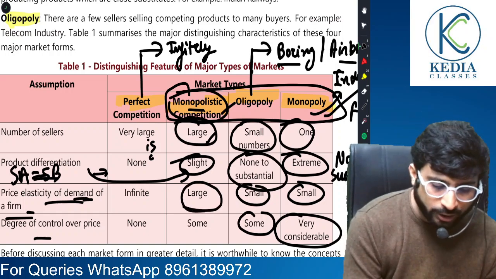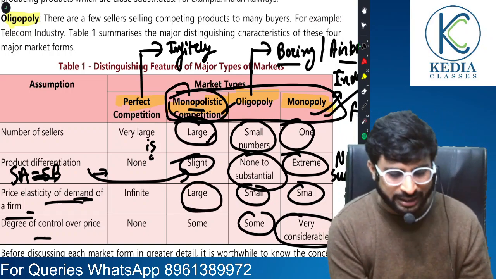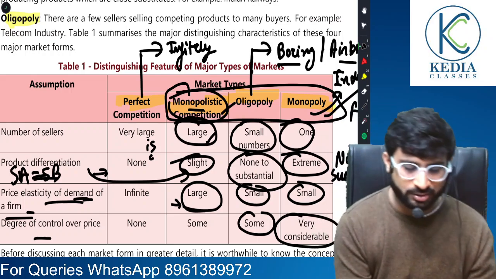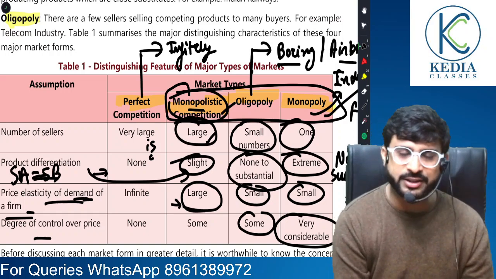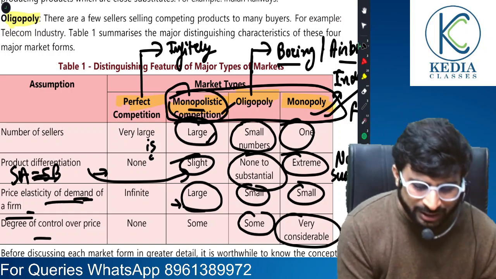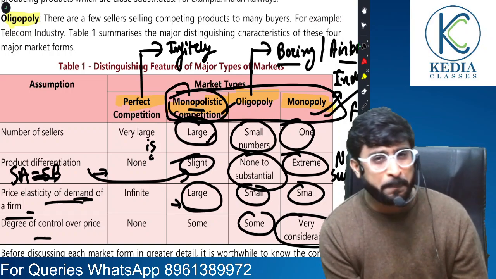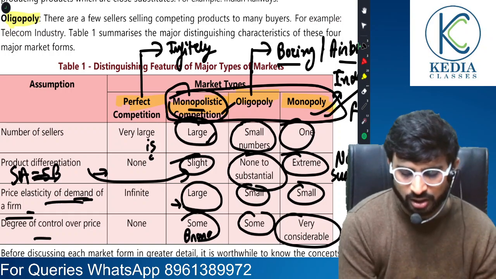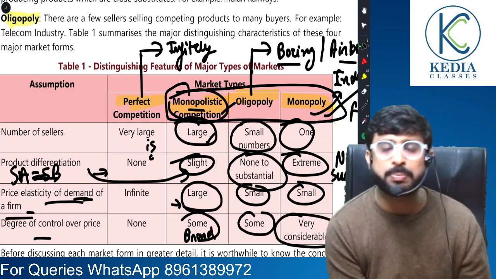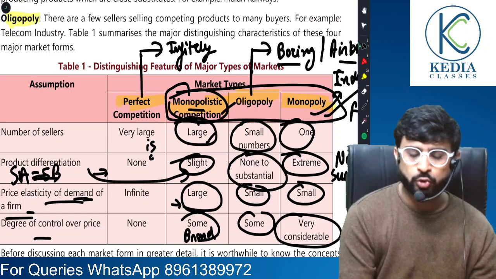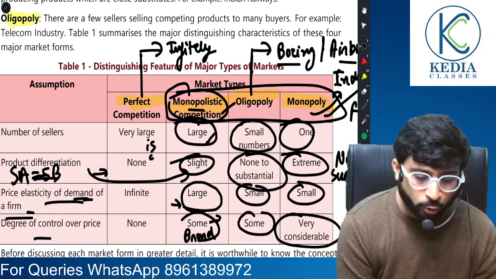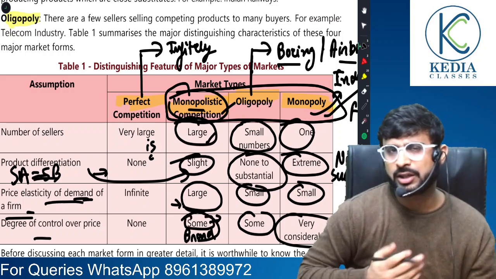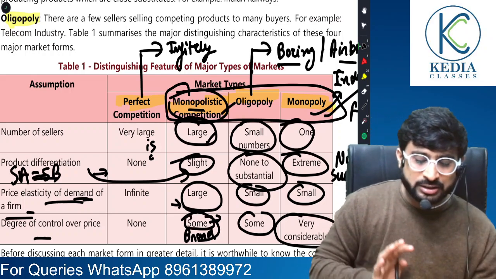Price elasticity of demand of firms is large. Why, sir? Because there are many sellers in the market. So consumers have a lot of options to shift to different sellers and therefore large elasticity. Degree of control over price, they have some control over price. Why? Because they have independent brand identity. They have individual brand recognition like Adidas, Puma, Nike, Woodland and Bata and so many. So they have this brand identity, but they also have to keep in mind that they have competition. This is why some is written because they have their own brand. They can decide their price. That is why some kind of control.